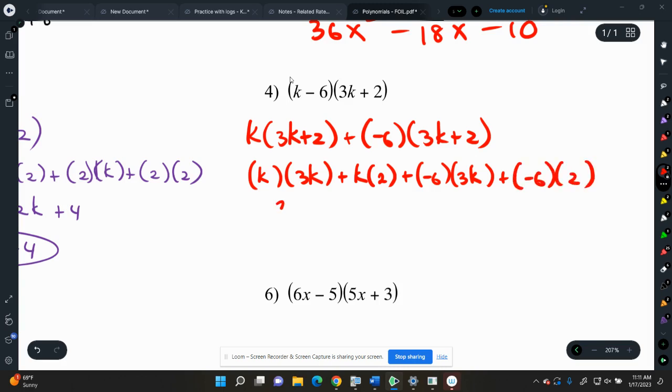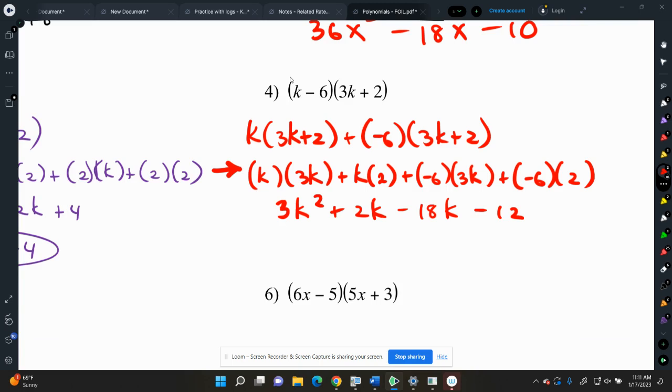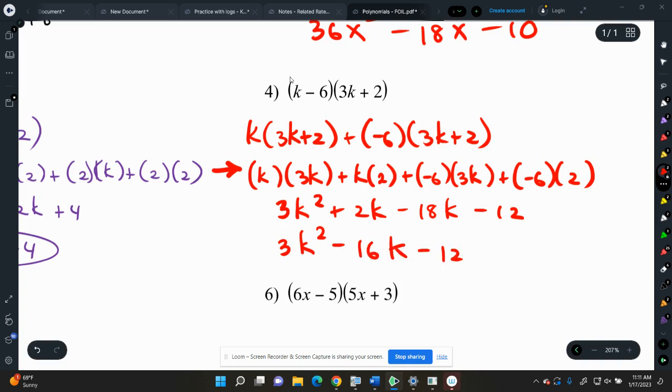So this is what the FOIL method would have brought us to right there. So this gives us 3K squared plus 2K minus 18K minus 12. If you're using the FOIL method, you would have been right at this step here. Combining like terms, we get 3K squared minus 16K minus 12. Okay. Questions on that?